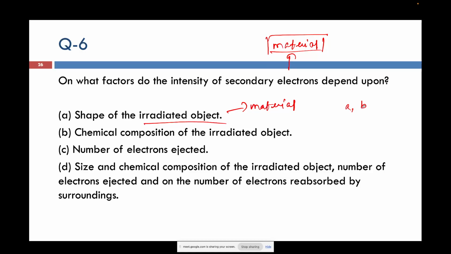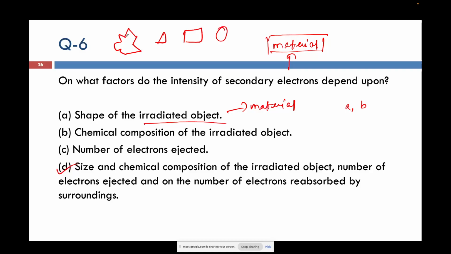Though individually they are partly correct, shape of the irradiated object alone is not the correct answer. B is also a part of the correct answer, but the correct answer is D. Why is the correct answer D? Because the shape of the irradiated object does not matter, because the interaction volume matters. Whether my material is triangular, rectangular, circular or some star kind of structure, it does not matter what the shape of my material is, but what kind of material I am having, that matters.